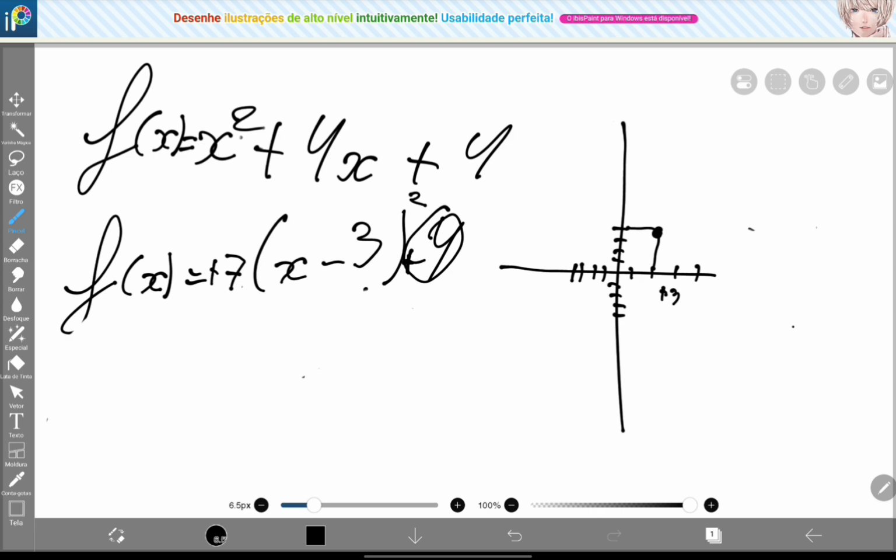So we just care if it's higher or lower than 0. If a is lower than 0, that means the parabola is looking down. But if a is higher than 0, that means the parabola is looking up.